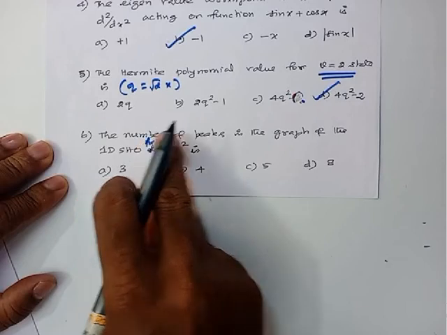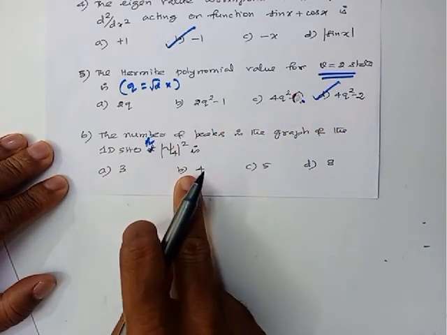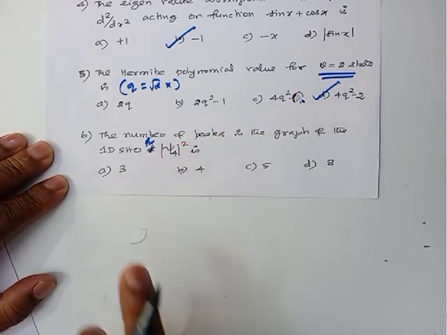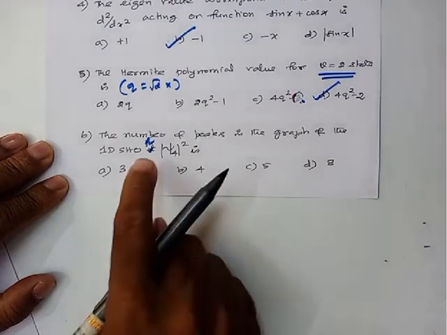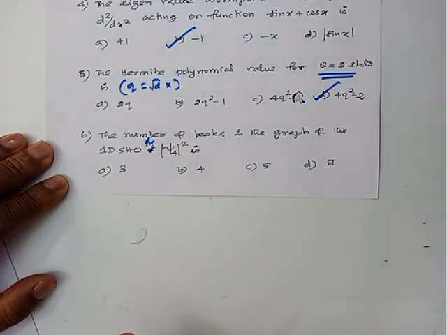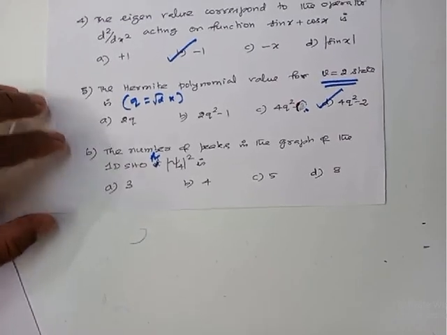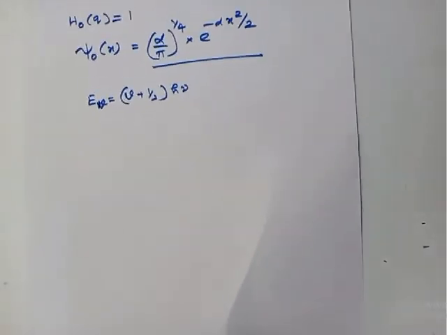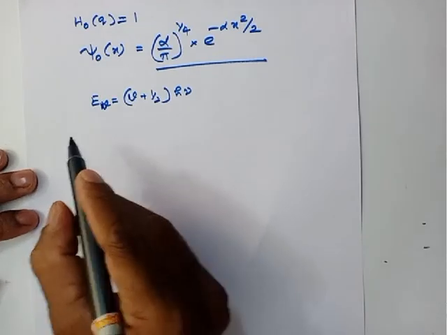The question is: the number of peaks in the graph of the one-dimensional simple harmonic oscillator with psi v square, that is psi 4 square, is. Okay. So how to find the number of peaks? Students, observe this carefully. This is actually a simple problem.